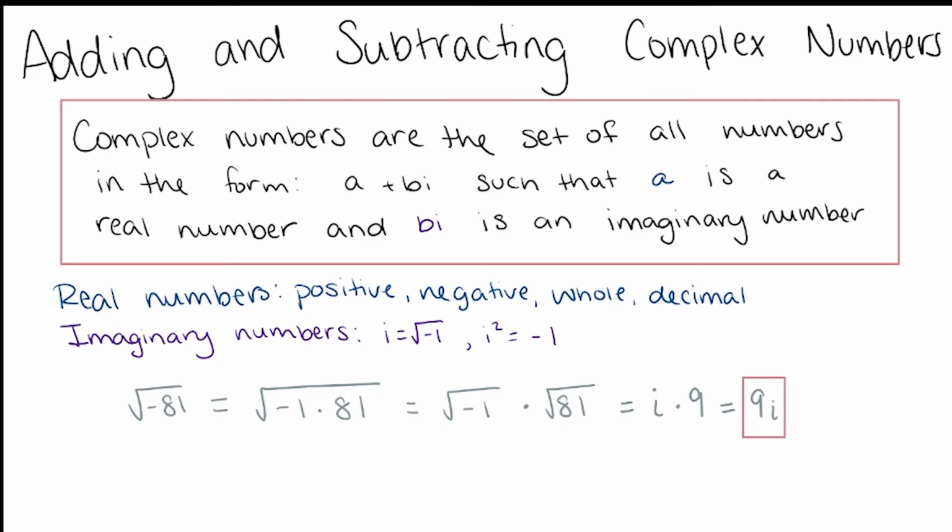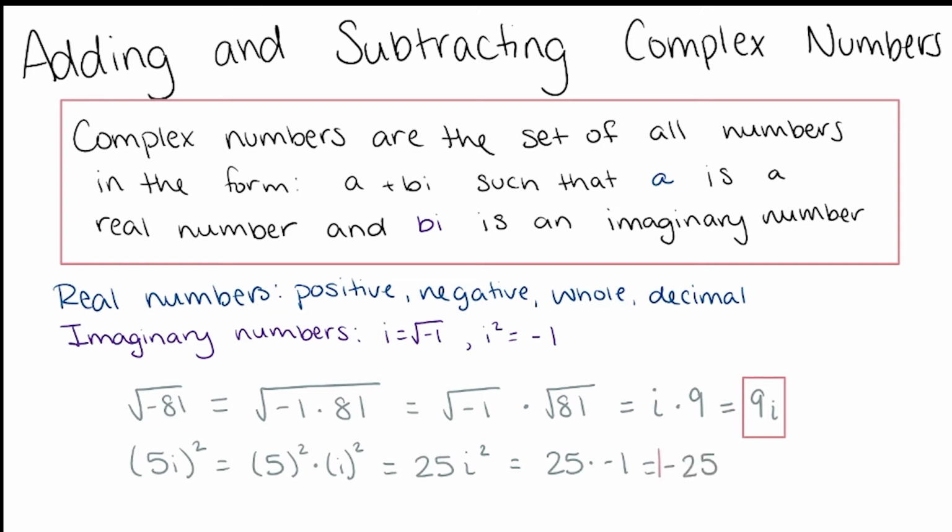Or, let's look at the number 5i squared. So, again, we can write this as 5 squared times i squared. We can break that up, which is equal to 25i squared. And we know that i squared is equal to -1, so this is 25 times -1, or -25.